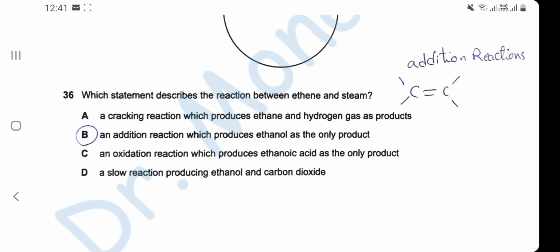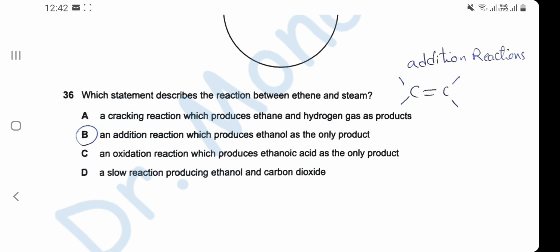We can see here if we break the double bond and add water, we will have H on the first carbon and OH on the second carbon. This gives ethanol as the only product. It will be CH3CH2OH, and this will be ethanol.